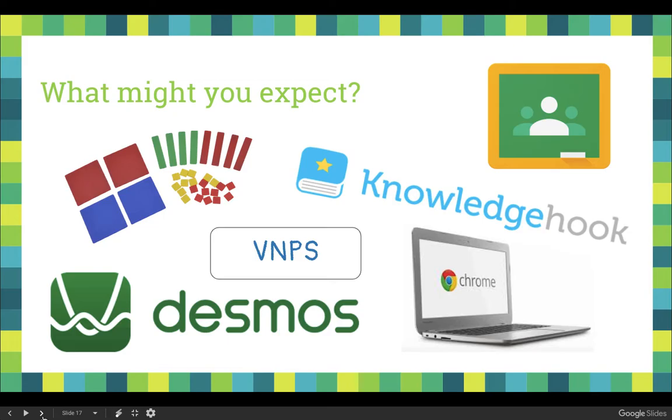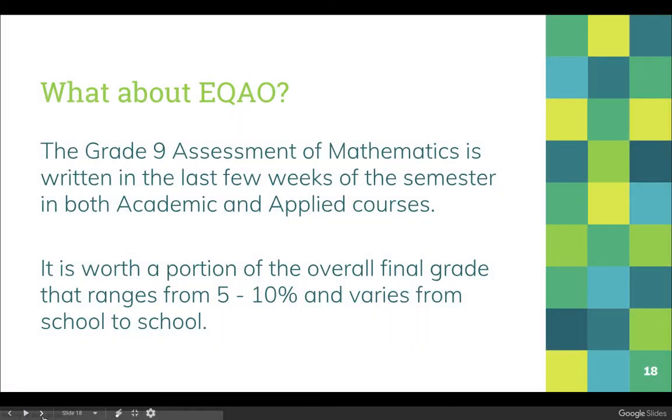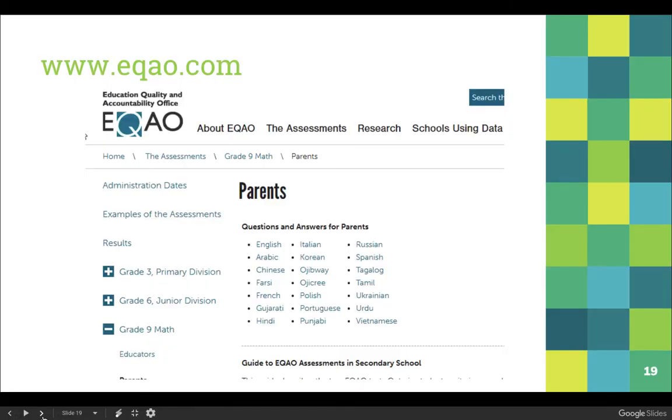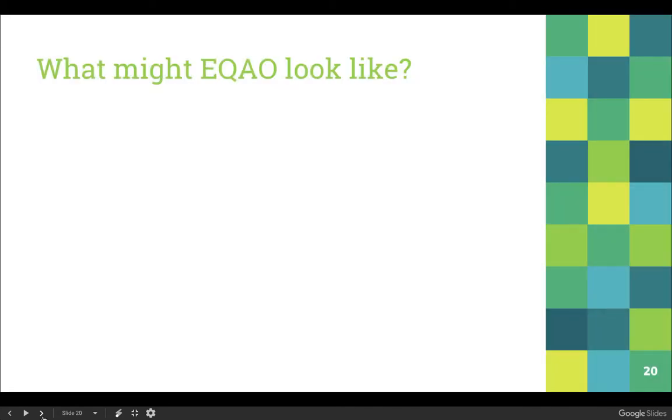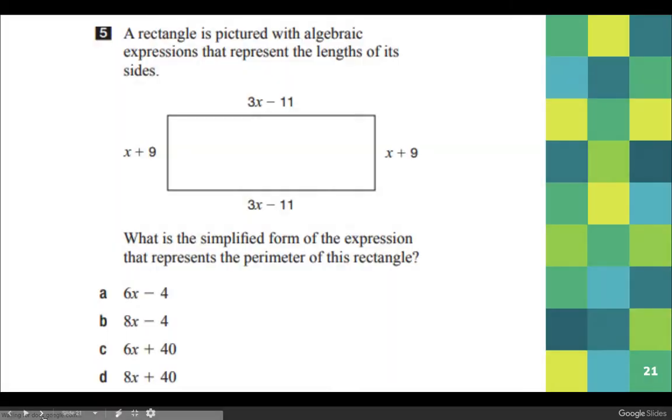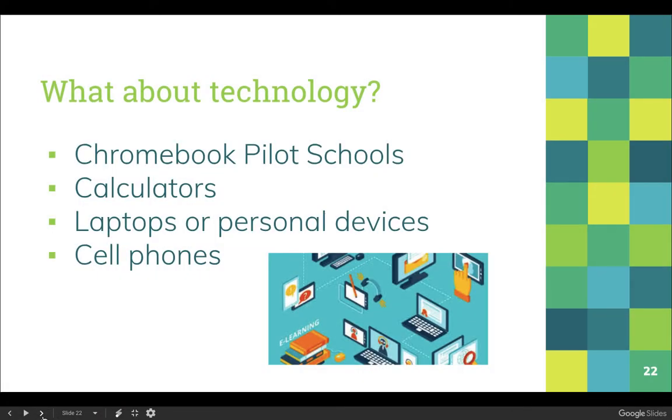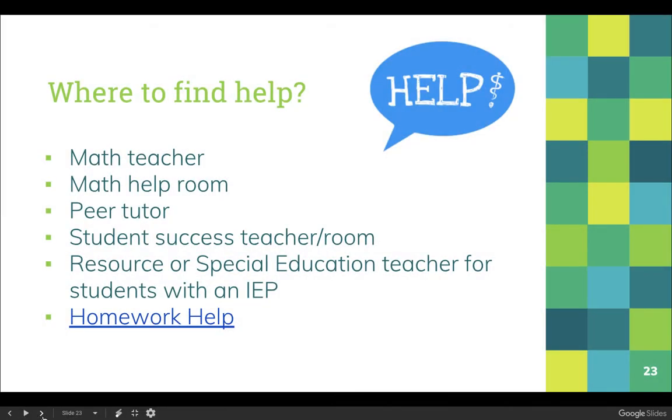They talked about what you can expect, the types of programs that are used, and information about EQAO, where most of our schools count the EQAO math test, one written in January for first semester students, one written in June for second semester students. It counts 5 to 10% of their final grade for the course, and that varies school to school. That again is for academic and applied courses. There was a link during this session for parents and students to access information about EQAO, as well as a couple of sample questions, the type of technology they will use in schools, and where to find help.